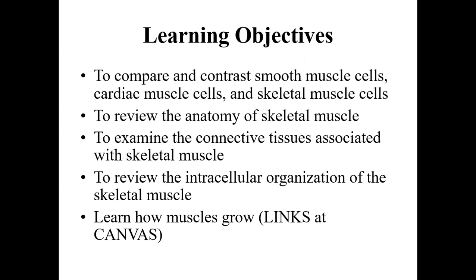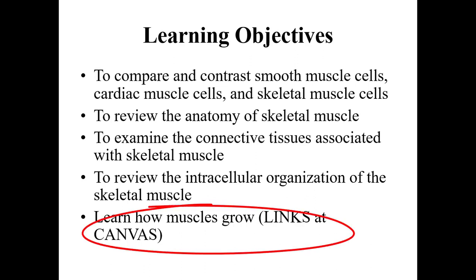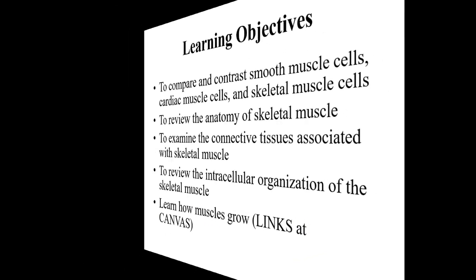Learning objectives for this lecture are to compare and contrast smooth muscle cell, cardiac muscle cell, and skeletal muscle cell, and review the anatomy of skeletal muscle, examine the connective tissue associated with skeletal muscle, and review the intracellular organization of skeletal muscle. And you are also going to learn how muscle grows. A link is available at the Canvas website.